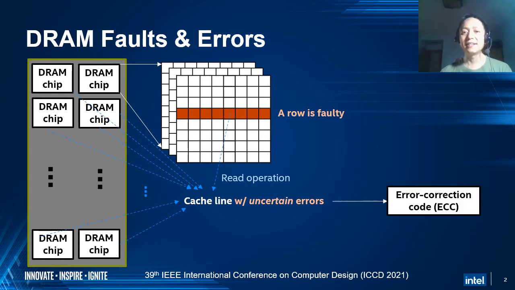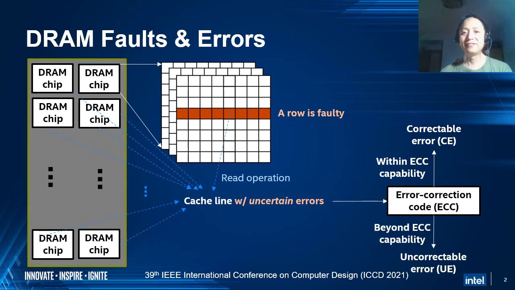Error correction code is applied. If the error bits are within the ECC's capability, it becomes a correctable error. If they go beyond the ECC's capability, it becomes an uncorrectable error, typically leading to a system crash.